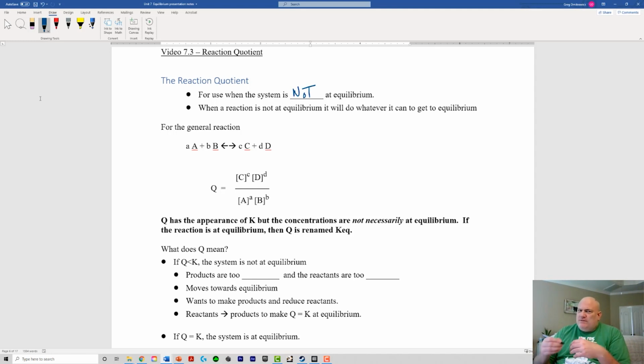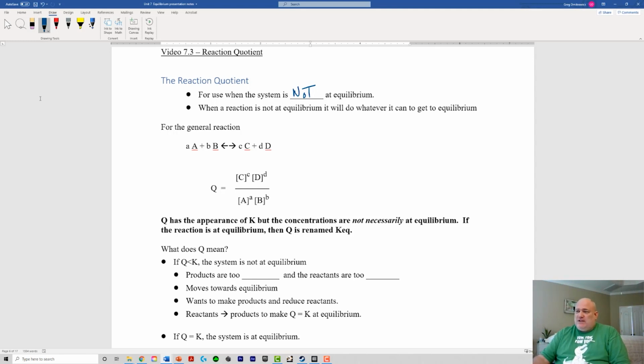And whenever a system, and by system I mean a reaction, is not at equilibrium, it will do whatever it can to get back to equilibrium. So that's the point. Your goal, if you're a reaction and you're an equilibrium reaction, is you want to get back to equilibrium if you're not at equilibrium.